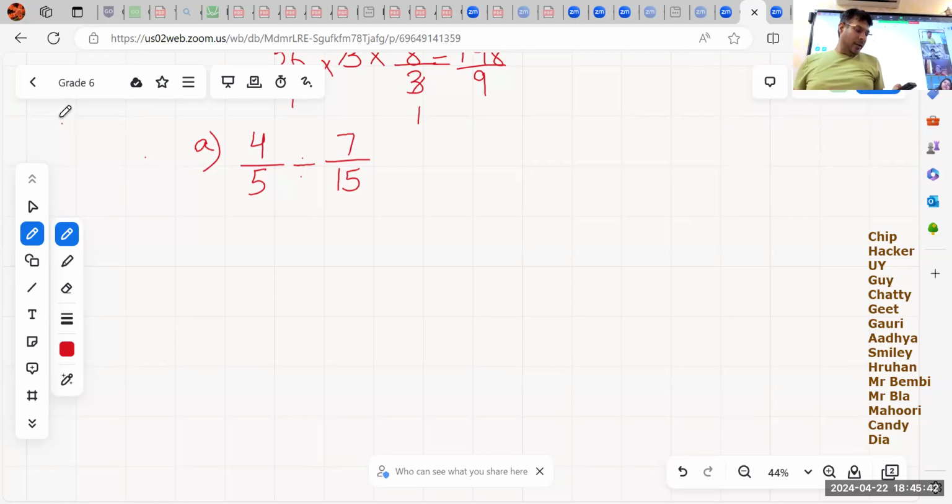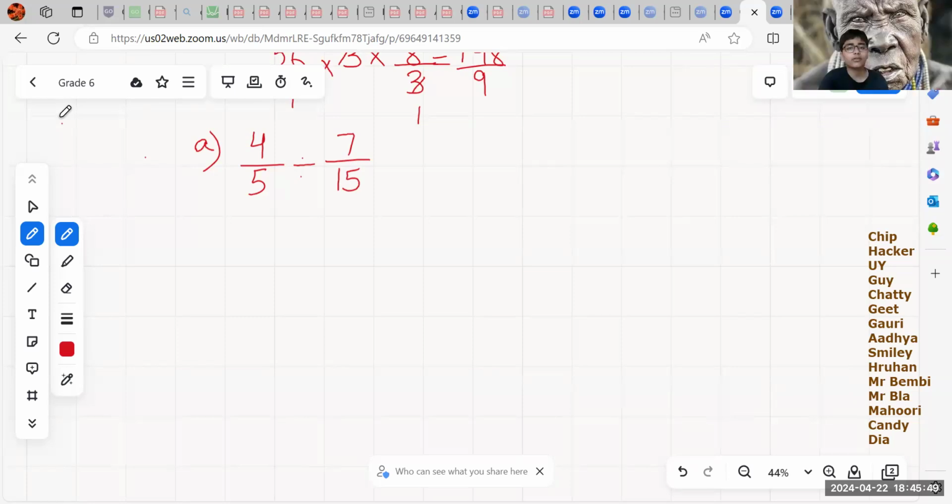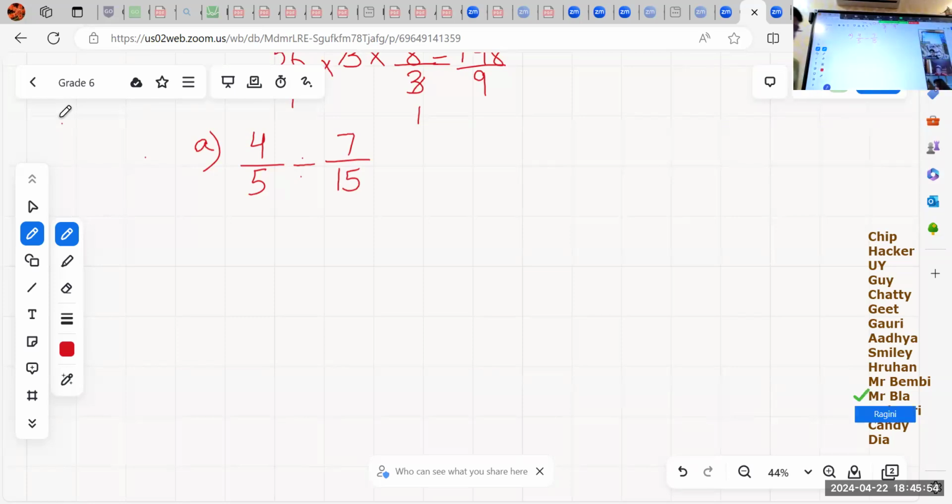Beta, 448 will not simplify by 3. It is not divisible by 3. 4 plus 4 plus 8 is 16. Not divisible by 3.